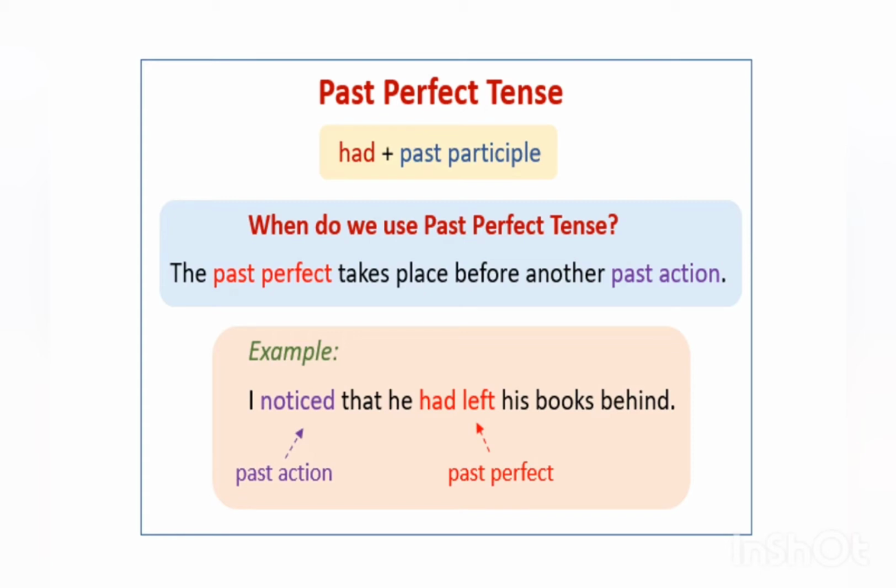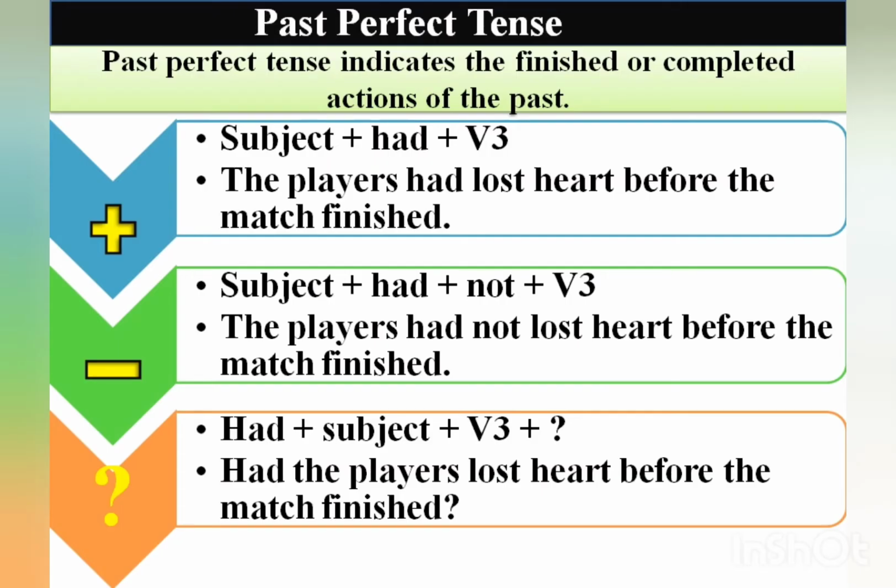So when do we use past perfect tense? The past perfect takes place before another past action. Like for example, I noticed that he had left his books behind. So I noticed, that is a past action, and had left will be past perfect. He had left his books behind. So past perfect tense indicates the finished or completed actions of the past.